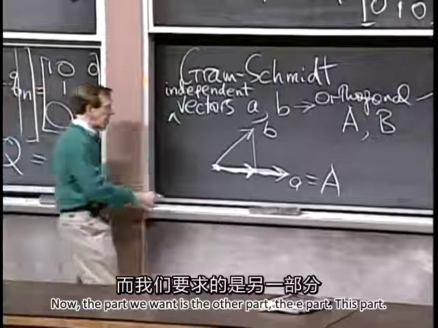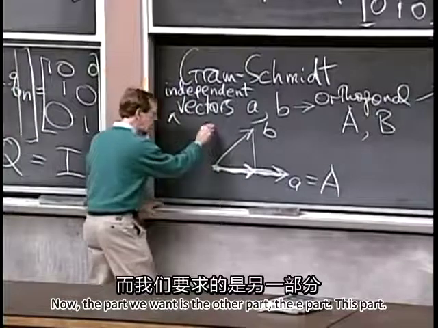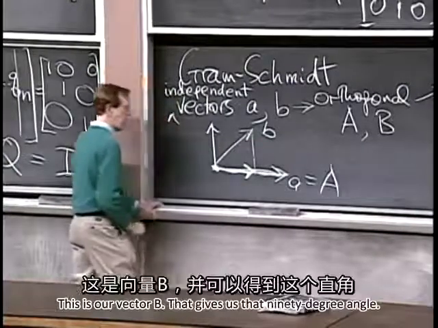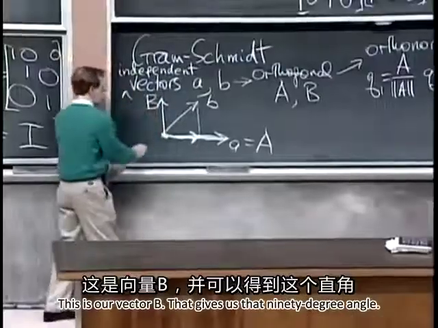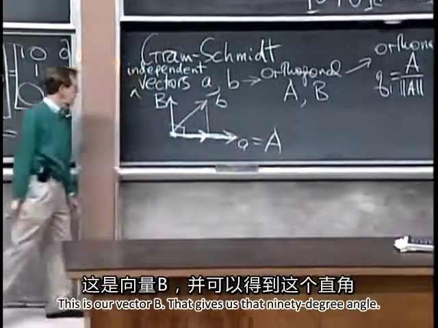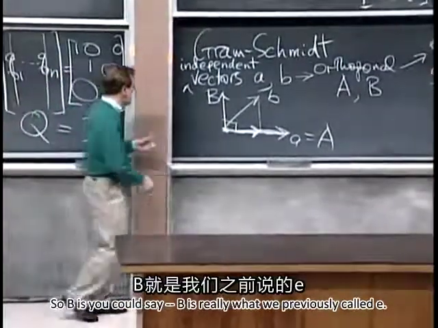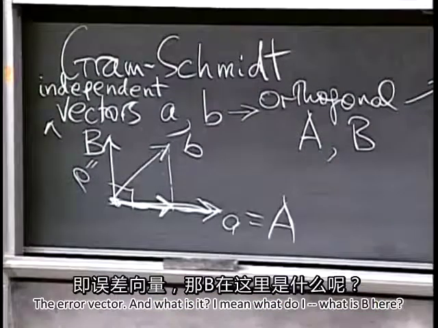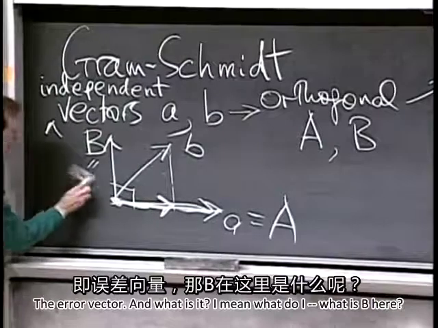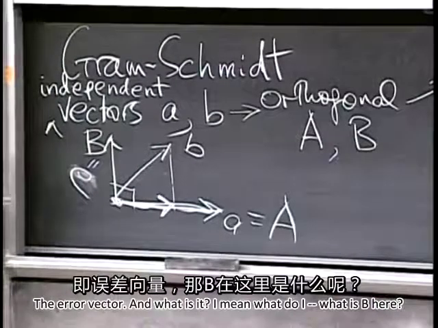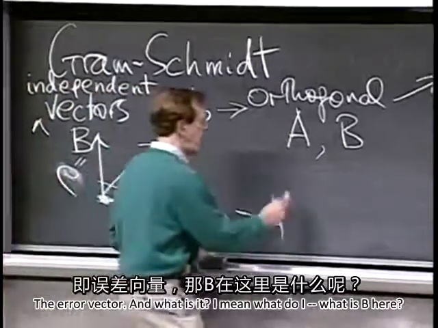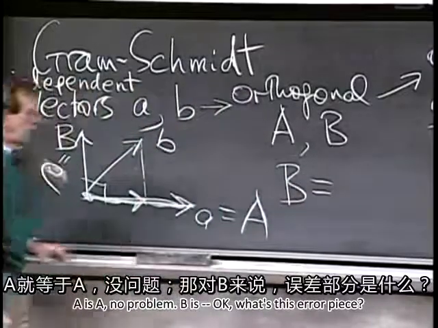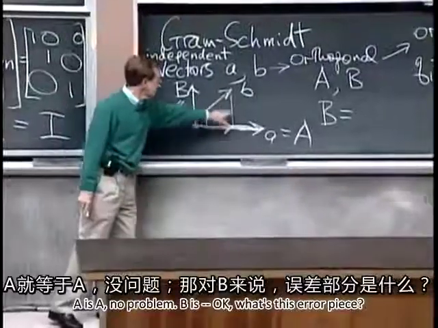Now, the part we want is the other part, the E part, this part. This is our vector B that gives us that 90-degree angle. So B is, you could say, really what we previously called E, the error vector. And what is B here? A is A, no problem. B is, okay, what's this error piece?